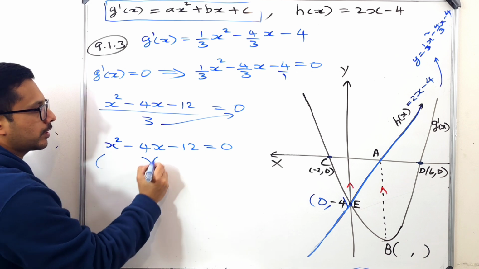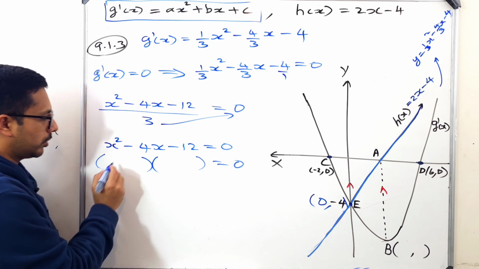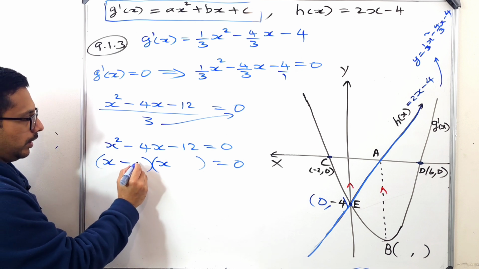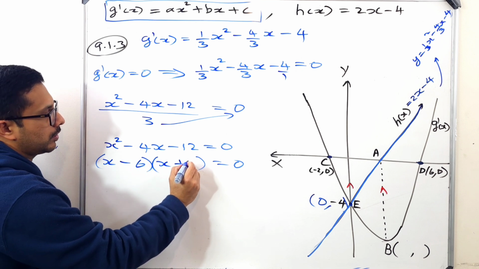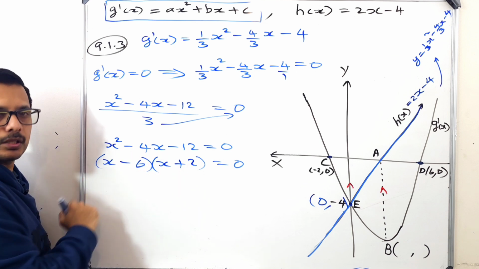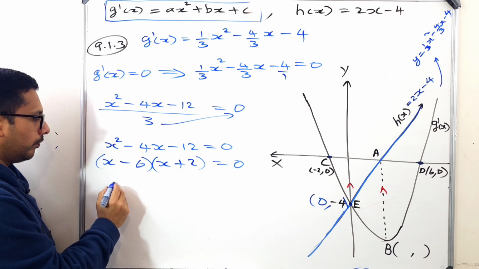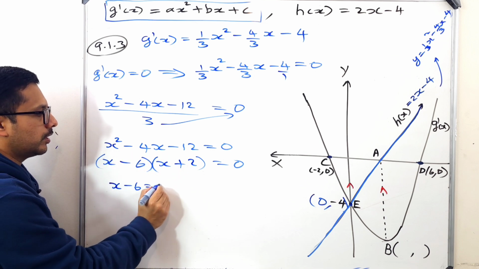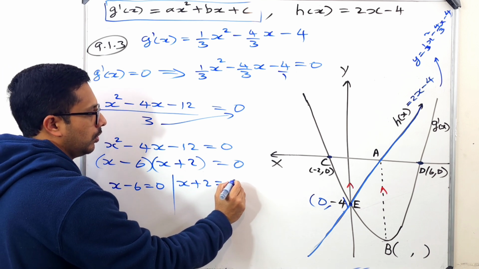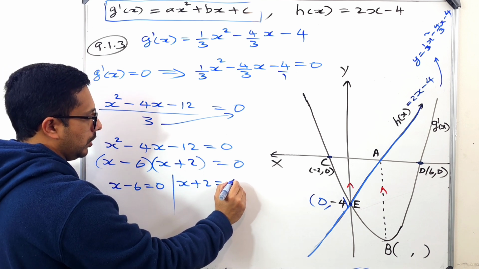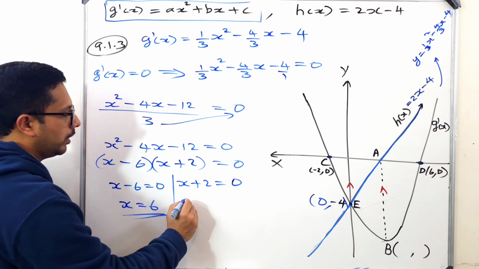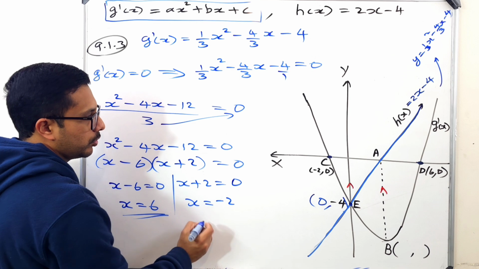What are the factors? Try to do it by yourself. What are the factors, guys? Minus 6 and plus 2, am I right? Minus 6 times 2 is minus 12, and minus 6 plus 2 is minus 4. So what are the answers? x minus 6 is equal to 0, or x plus 2 is equal to 0. So what are the values? x is equal to 6 and x is equal to minus 2.